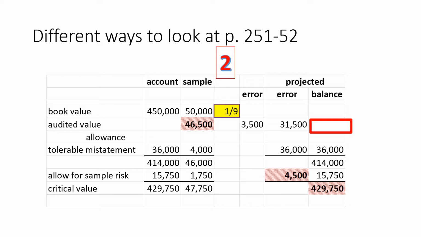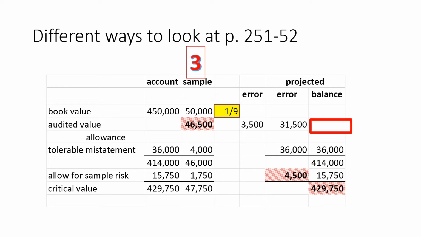We audited 100 out of 900, 1/9 of the population. So for my sample, I can just multiply everything by 1/9. The book value of my sample should be $50,000, and it is according to the book. My tolerable misstatement, I can just divide by 9 and get 4,000. For my sample, I need evidence that the value is greater than 46,000. Plus I'm going to add that allowance for sampling risk. Everything's the same; I just divided it by 9 for my sample.